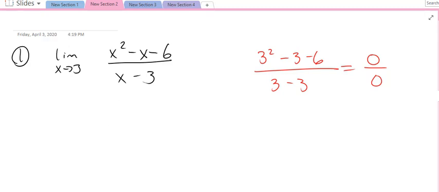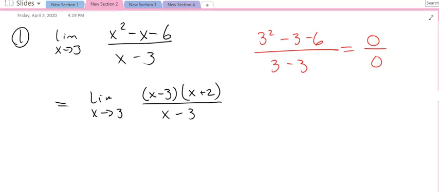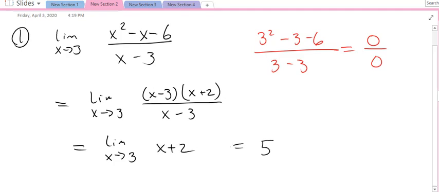And in that case, we knew what we could do. We could go ahead and factor our numerator and denominator and try to see if anything canceled. And that happens here because this factors as x minus 3 and x plus 2 in the numerator, and then we have x minus 3 in the denominator. From there, we are able to cancel the x minus 3, and now this becomes the limit as x goes to 3 of just x plus 2. And now when we plug that in, we just get 5.